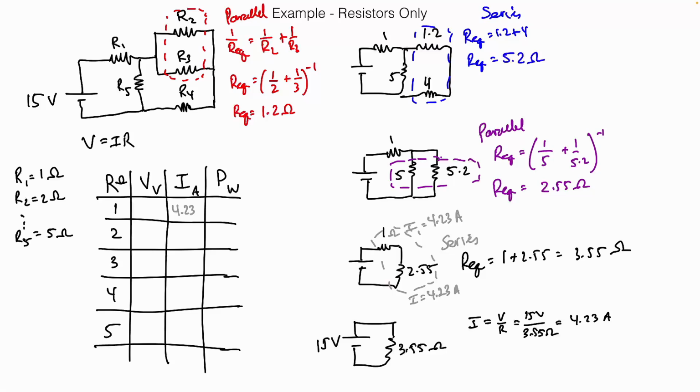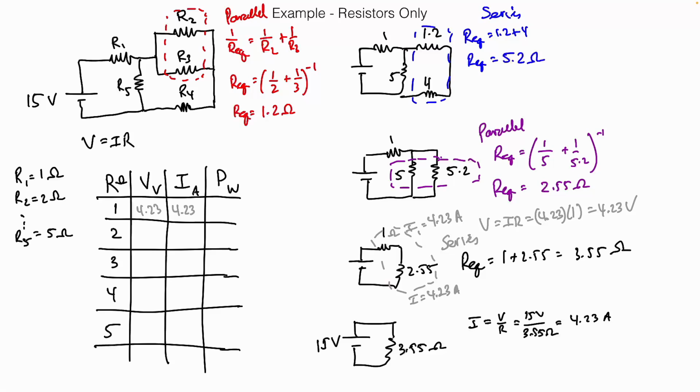All right, look at what we've got. We've got 2 resistors, we know their resistances, and we know the currents through them. What's the missing thing? Voltage. So how do we find the voltage? It's I times R, isn't it? It's going to be 4.23 amps times 1 ohm. So again, 4.23 volts. So this is 4.23.